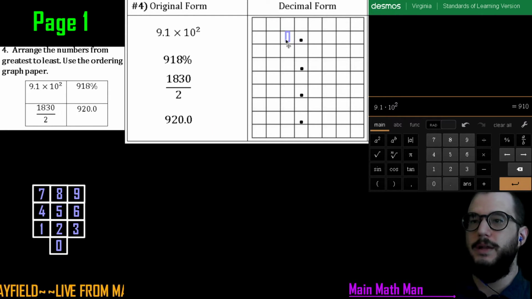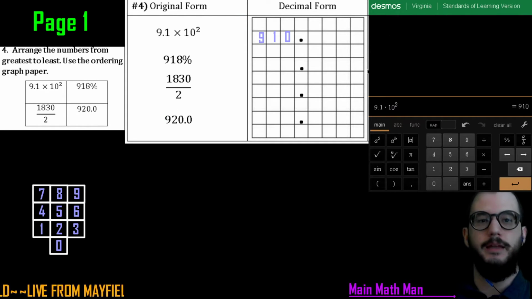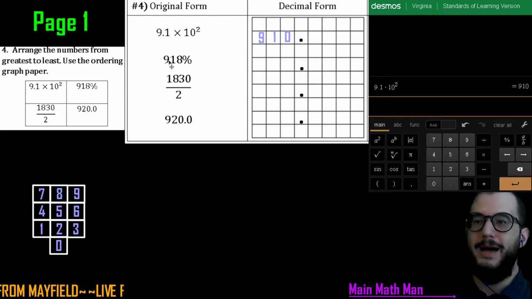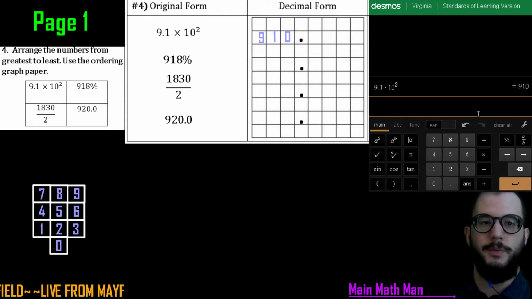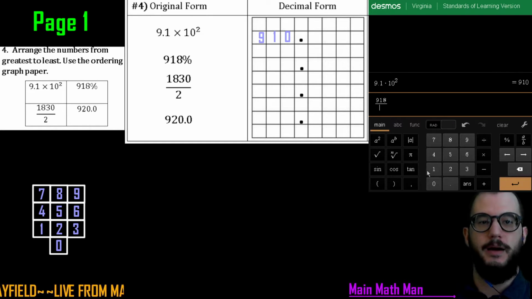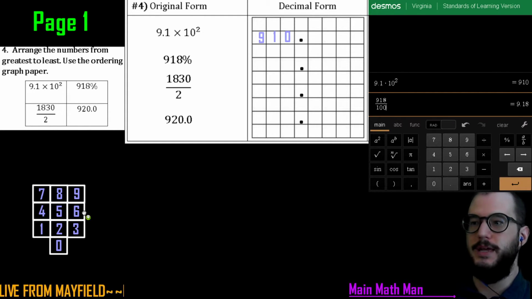And so I'm going to say, all right, I have 910, so I fill them in. Again, be mindful of where that decimal should be at. So I have 9.10, or excuse me, 910. For my next value, I have 918%. So I take that entire value in front of the percent sign and I divide it by 100 since it's per cent. So it's going to be 9.18.